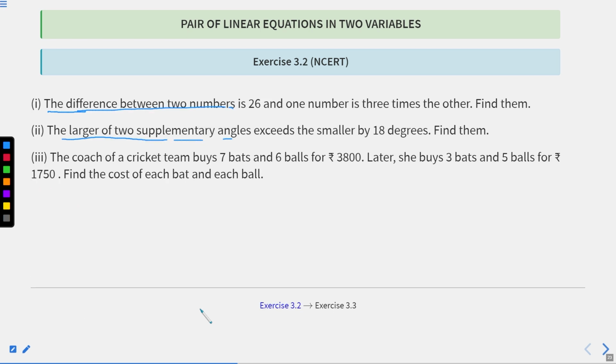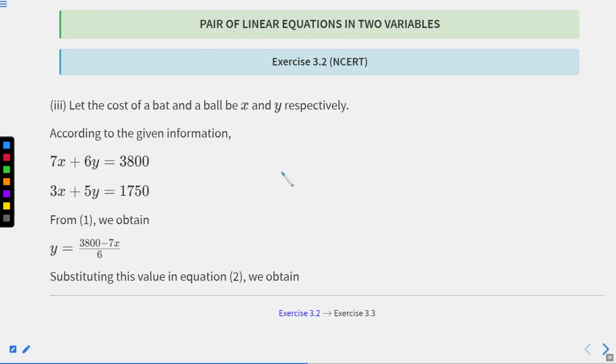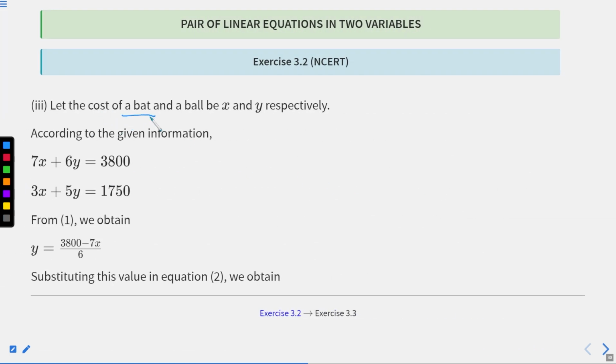Now in question number 3, it said the coach of a cricket team buys 7 bats and 6 balls for 3,800 rupees. Later, she buys 3 bats and 5 balls for 1750 rupees. Find the cost of each bat and each ball. So let us solve the problem. Let the cost of a bat and the ball be x and y respectively.